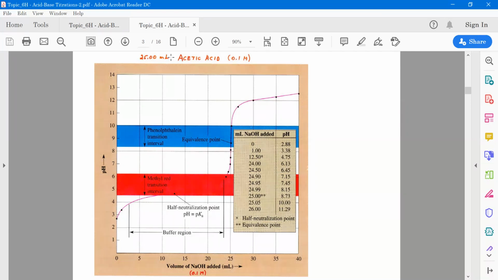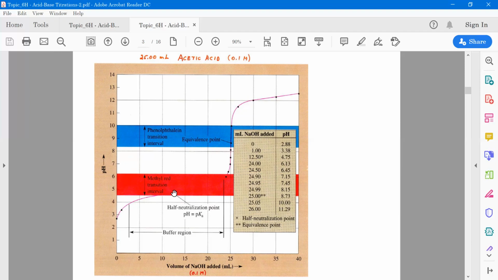But the pH behavior and chemical behavior is different than it was for a strong acid, strong base titration, as we'll now see. First of all, the starting pH is not 1 for 0.1 molar acetic acid. If you work out the equilibrium calculation for a 0.1 molar acetic acid with a Ka of 1.8 times 10 to the minus 5, you'll find that the pH is around 2.88, which is shown in this little table here, not 1. So as we begin to add sodium hydroxide solution, again, as before, the pH will start to increase, and it will increase until the half neutralization point, which is 12.5 milliliters of added sodium hydroxide.